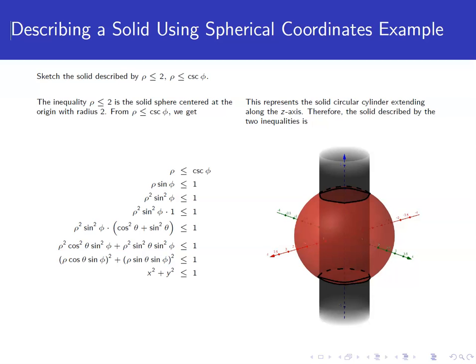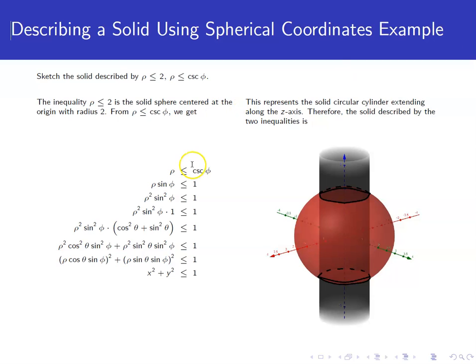Well, the first one's pretty straightforward. If we have rho is less than or equal to 2, remember rho is representing distance from the origin. So if we want all the points that are a distance of 2 or less from the origin, then we're talking about the solid sphere that is centered at the origin and has radius 2.